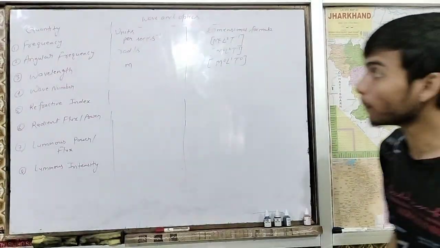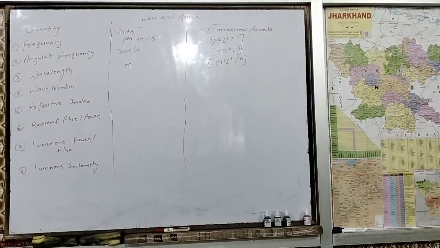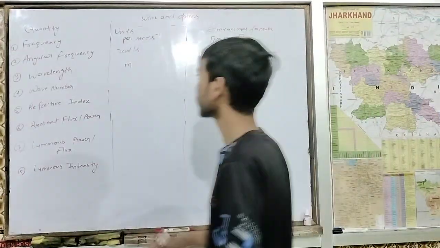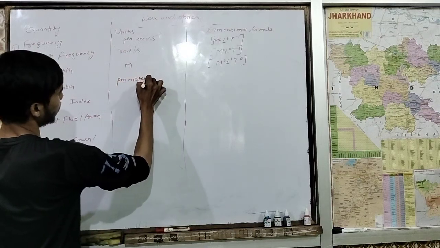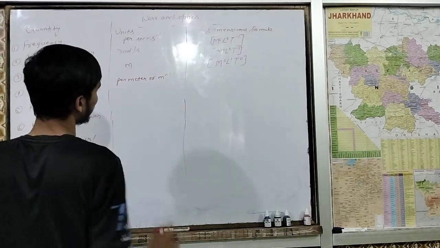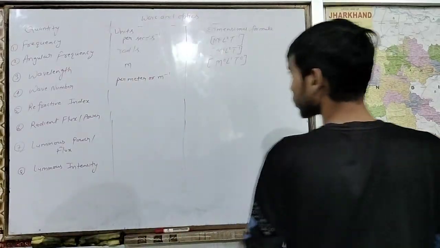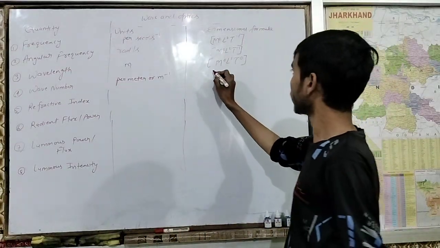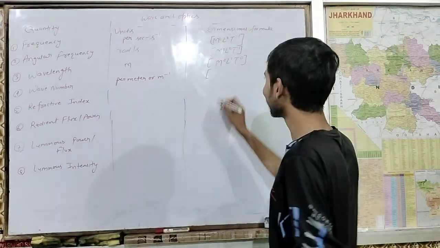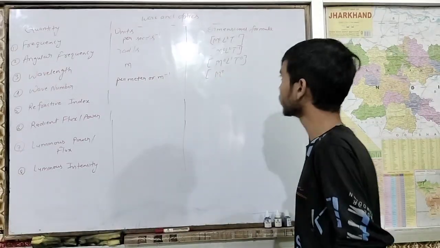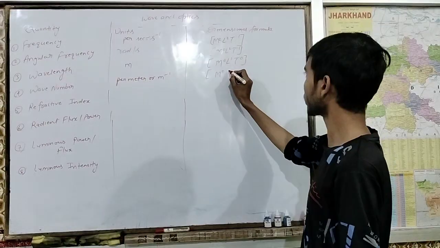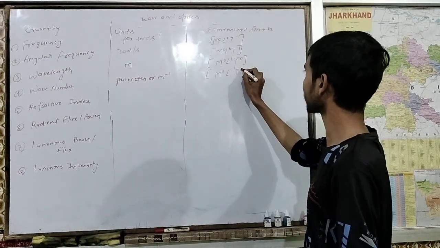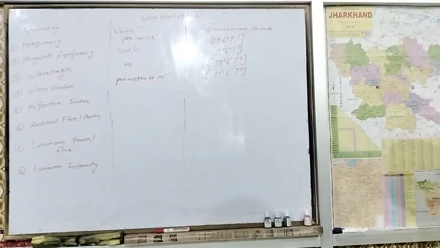Next we have wave number. For wave number we have just per meter, or you can say meter raised to power minus 1. Both are the same. Now look at here. We don't have kg or gram, so M should be 0. Next we have L, which is length, so length is minus 1. T is nothing, so it will be 0.